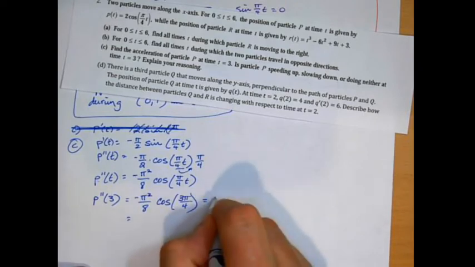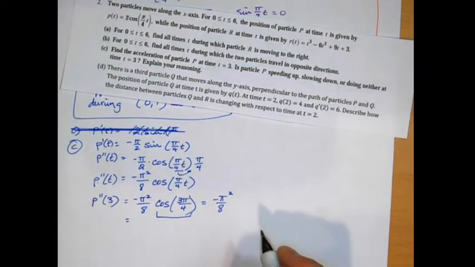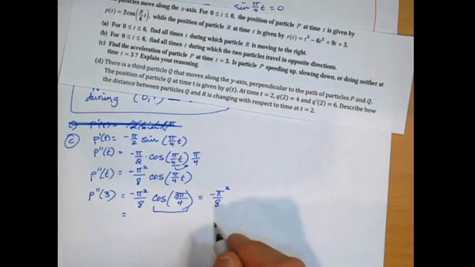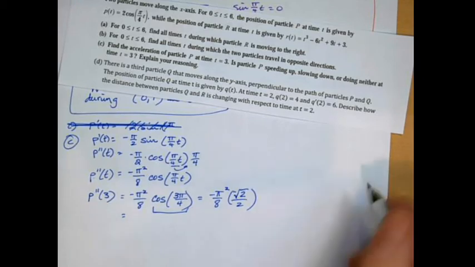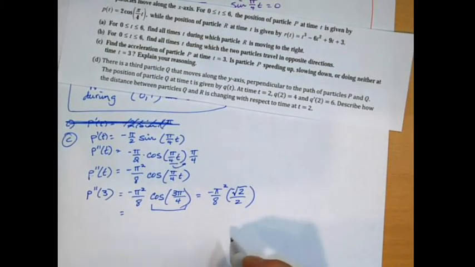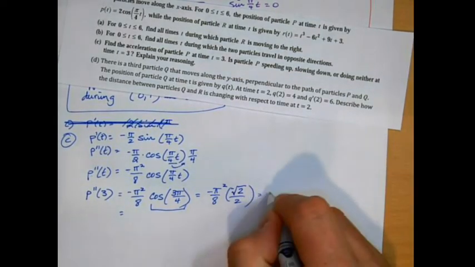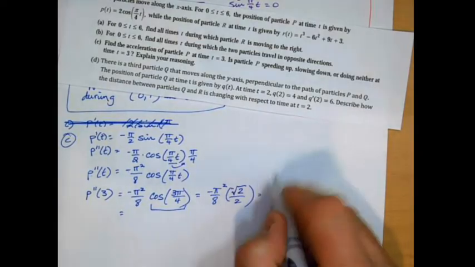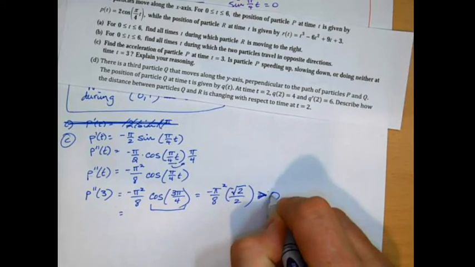Negative pi squared over 8, and the cosine of 3 pi over 4 is the negative square root of 2 over 2. Cosine is negative. That's a second quadrant angle. Cosine is negative in the second quadrant. All students take calculus. Cosine is negative. So this is going to yield a positive value, which is greater than 0.